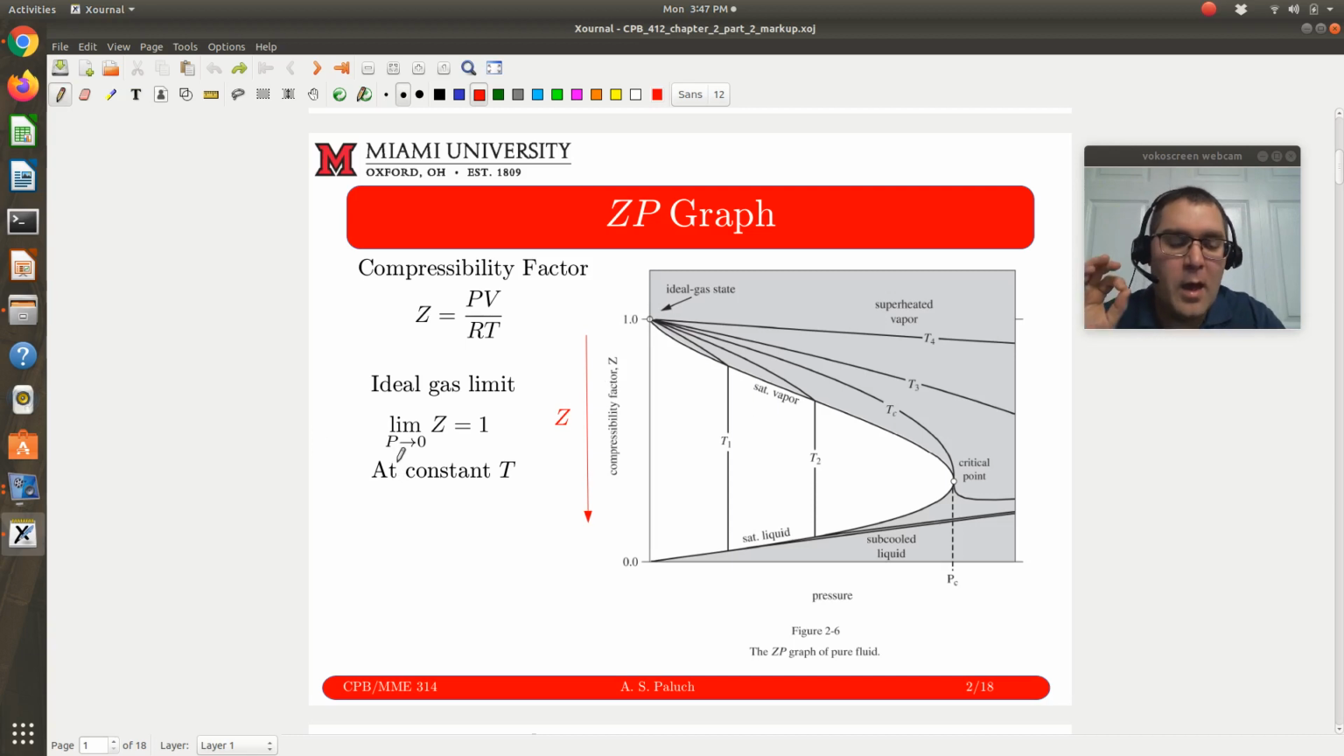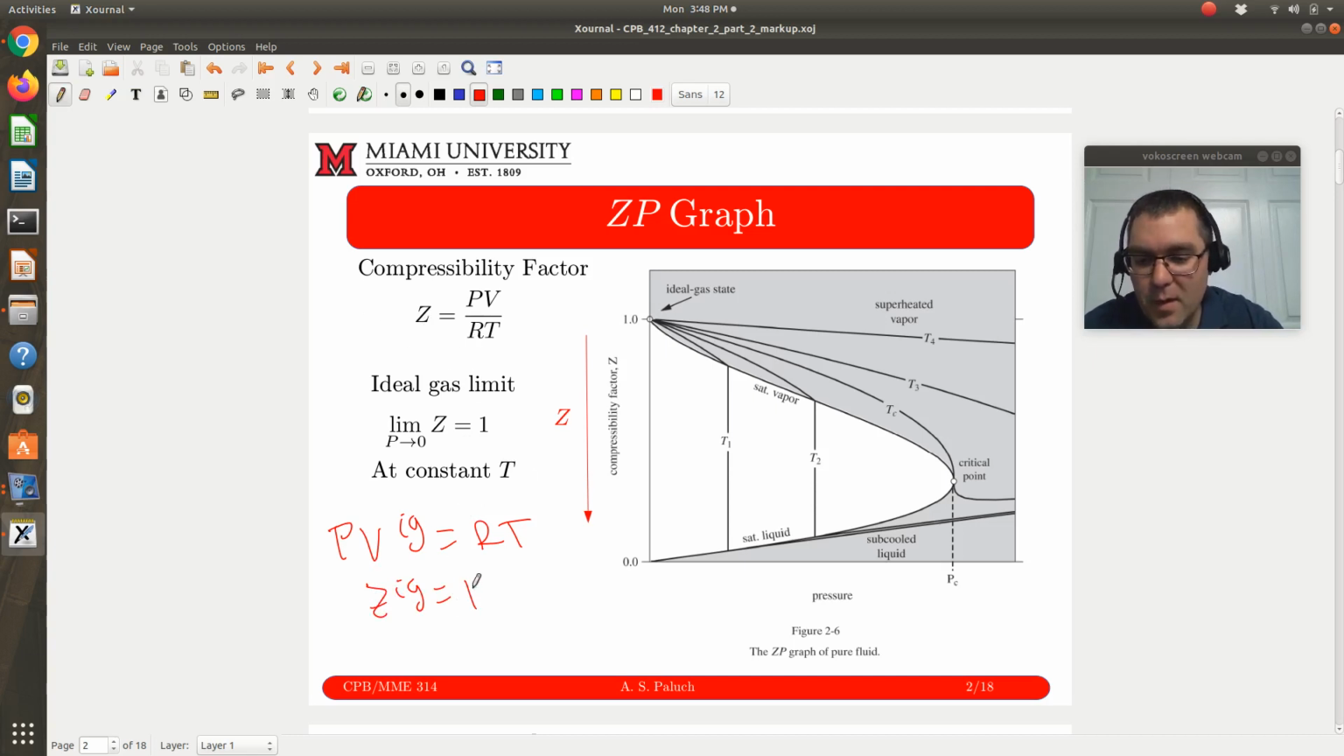Okay. One other point I want to make as an aside is the equation of state for an ideal gas. This ideal gas state is P times V equal to RT. So PV equals RT for an ideal gas, right? So for an ideal gas, Z is equal to 1.